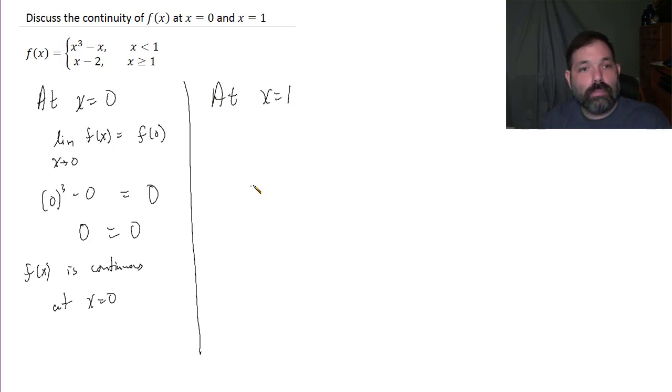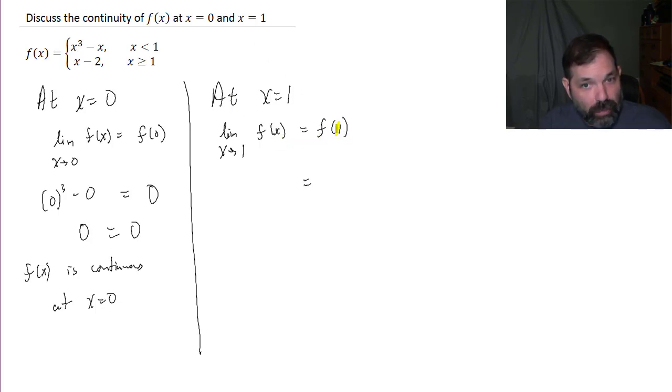At x equals 1, let's see what we have here. We would need to prove that the limit as x approaches 1 of the function is equal to f of 1. Again, f of 1 is probably easier to figure out initially. X is equal to 1 here, using the second case of the function, and so that would be 1 minus 2, which is negative 1.